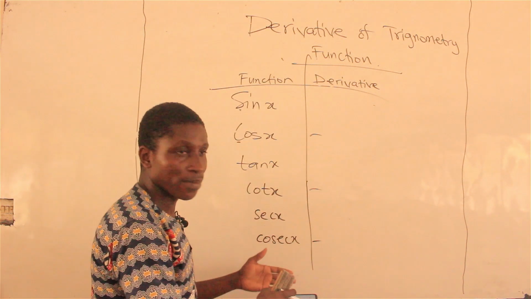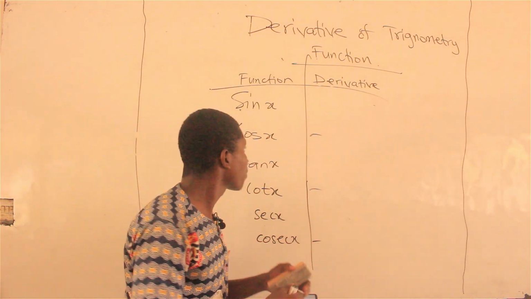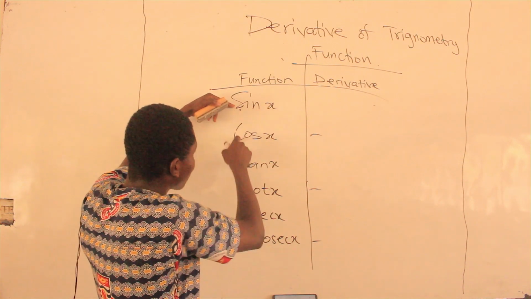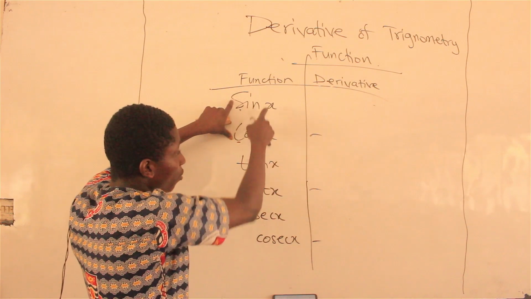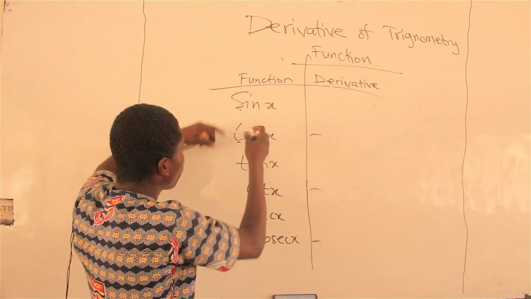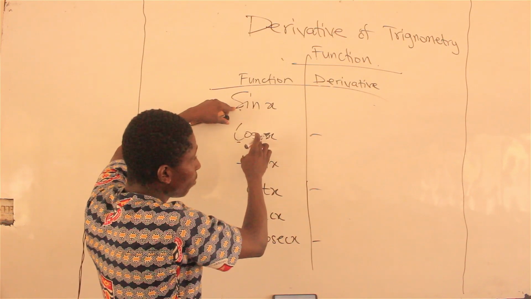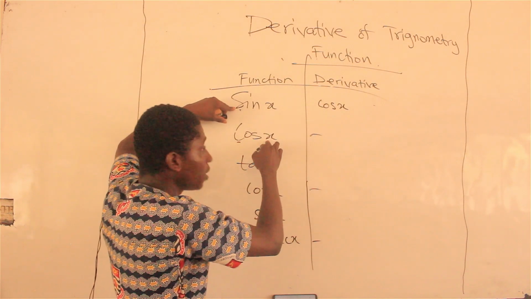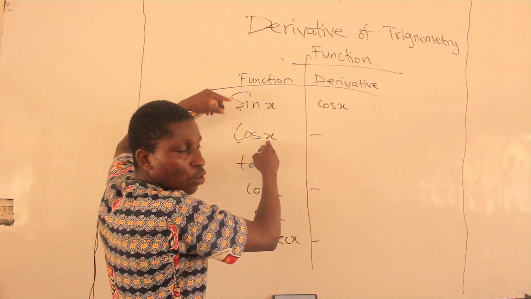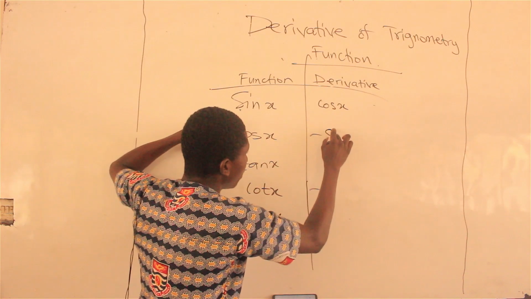After the first step, the second step is that I'm just going to interchange the sine and the cos in the derivative. So the first one, sine s, will be cos s. I'm just interchanging the two. So cos s will be your sine s.